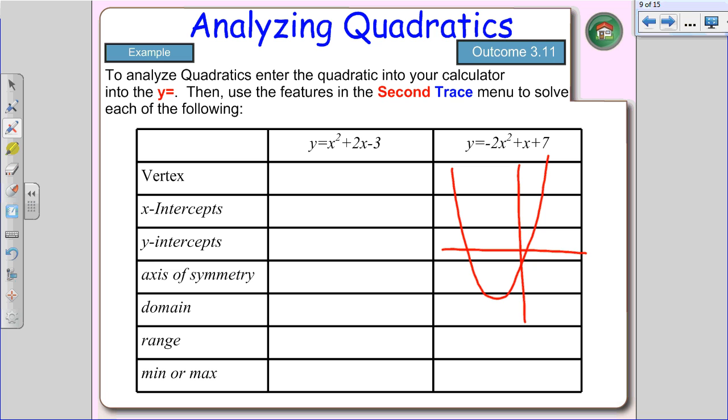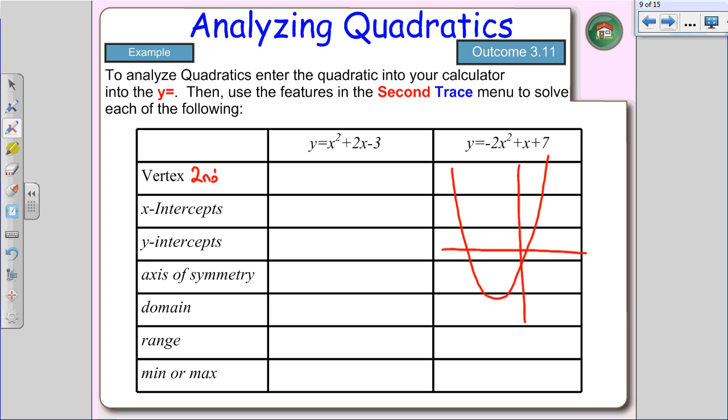You have to find a whole bunch of things about that graph. You can see them all listed out there on the left. The vertex, the intercepts, the axis of symmetry, the domain, the range, the min, the max. There's lots of things you have to look at. So we need to know how to do that in our calculator. To find the vertex, you want to hit the second button, and then you want to hit trace.